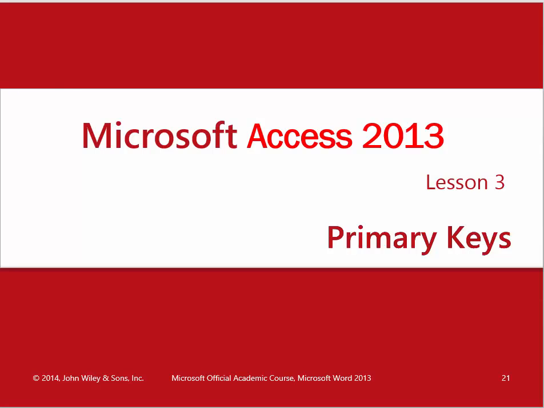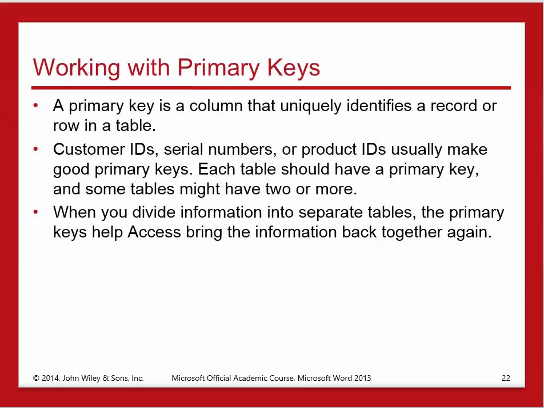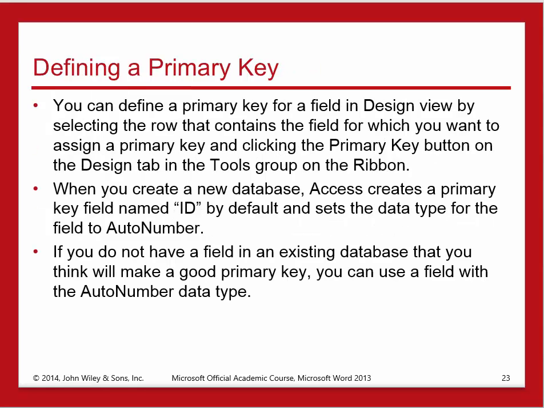And each table should have a primary key. Some tables might even have more than one primary key. When you divide information into separate tables, the primary keys can help Access bring that information back together again. And you can define a primary key for a field in Design View, and we will take a look at how you can do that in just a moment.